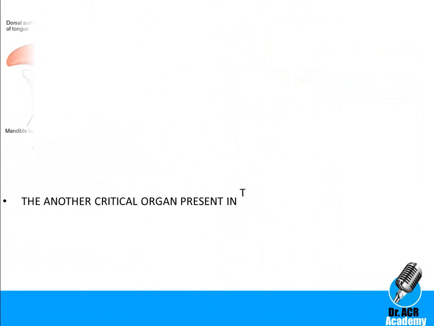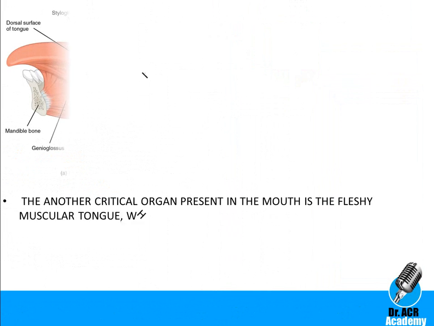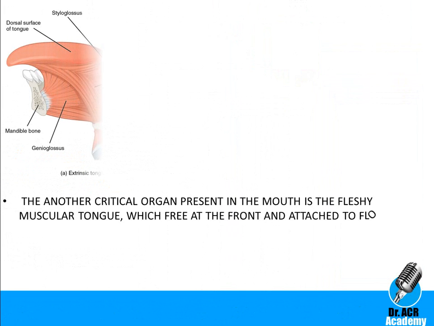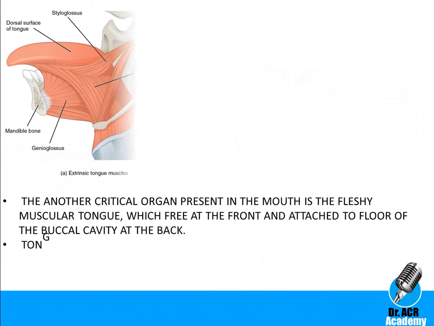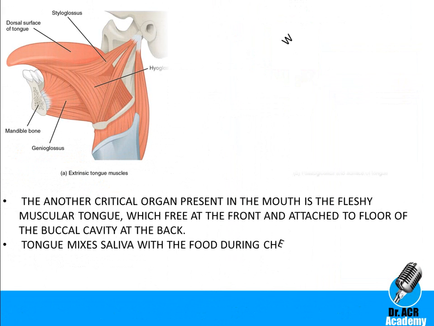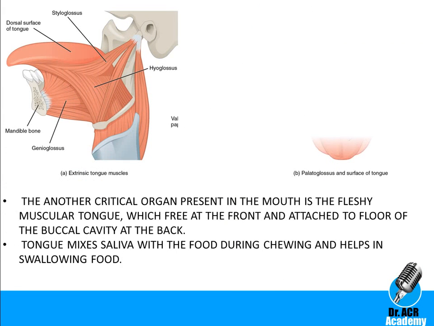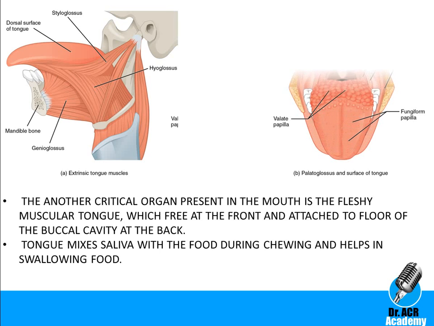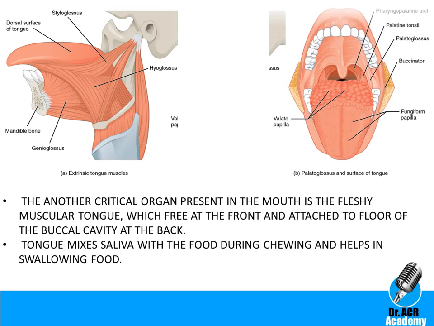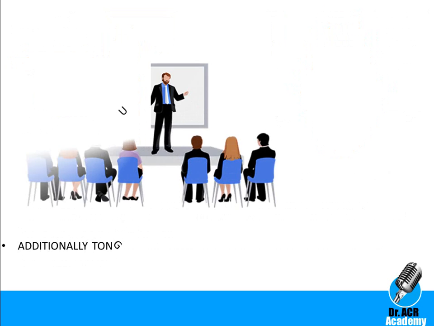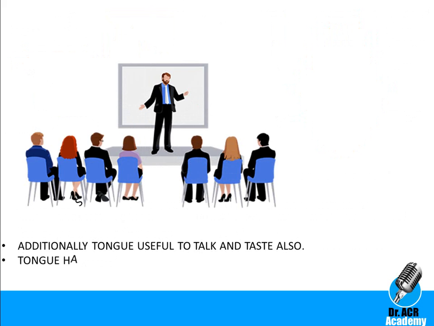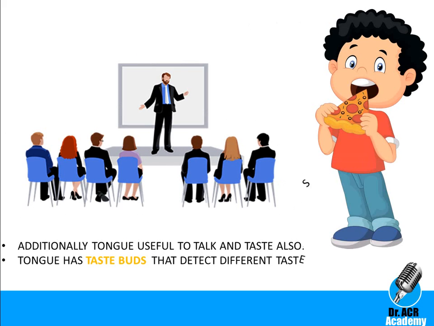Another critical organ present in the mouth is the fleshy muscular tongue, which is free at the front and attached to the floor of the buccal cavity at the back. The tongue mixes saliva with food during chewing and helps in swallowing food. Additionally, the tongue is useful to talk and taste also. The tongue has taste buds that detect different tastes of food.